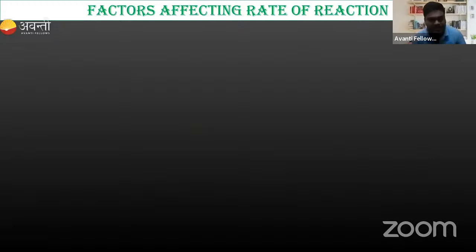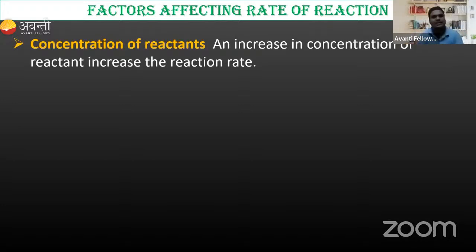So what are the factors? Now that we know the unit of the rate of reaction, we are going to study the factors which affect the rate of reaction. Which factors basically affect the rate of reaction? First is the concentration of the reactant.